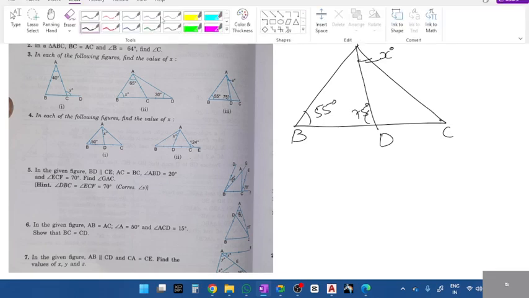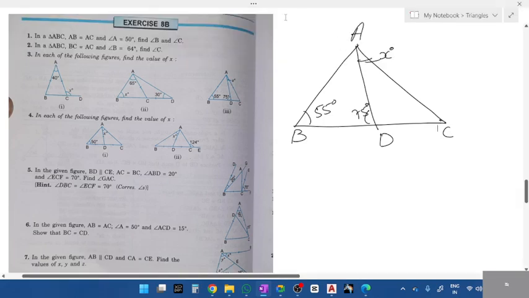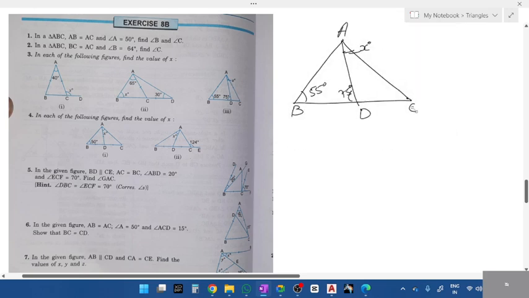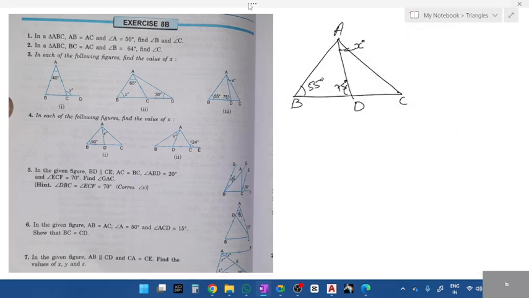Yeah, take that triangle and solve the question. Which triangle is that? Delicia and Angel answered this in triangle ABD. What are the three angles we have, students? In triangle ADB, how do you find the value of angle BAD?